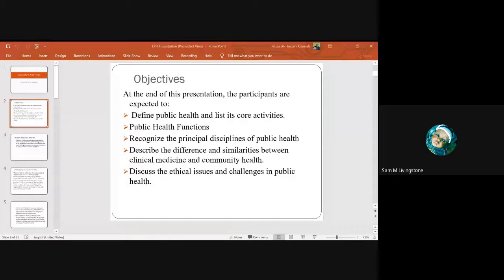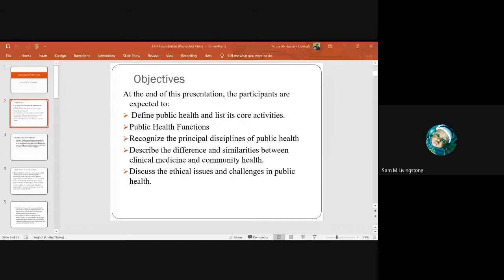Okay. So what you will see in this presentation, at the end of this presentation, we hope that you'll be able to define public health, and list 8 core activities. What are the central themes in public health? What are the do's in public health? Public health functions. All of the major things that we are going to discuss, we have 3 cardinal things that public health really tries to portray. You will be looking at them.